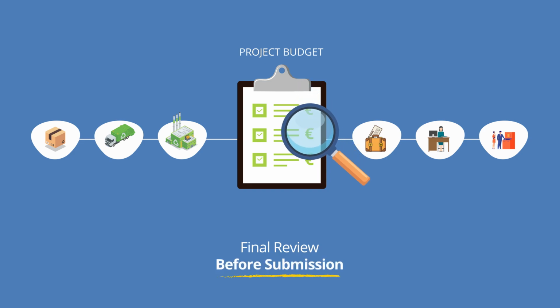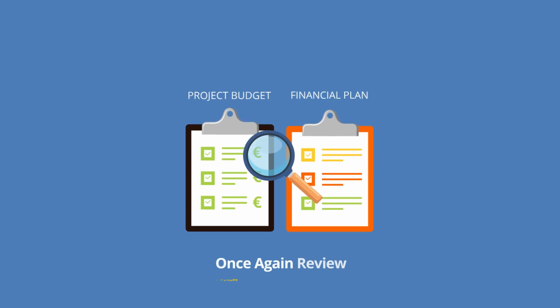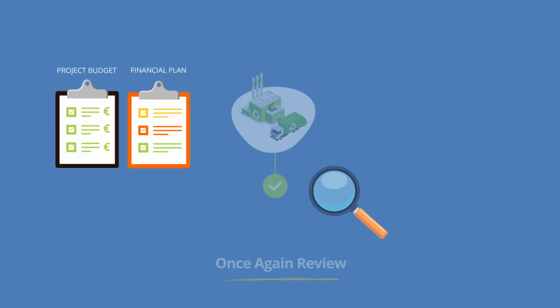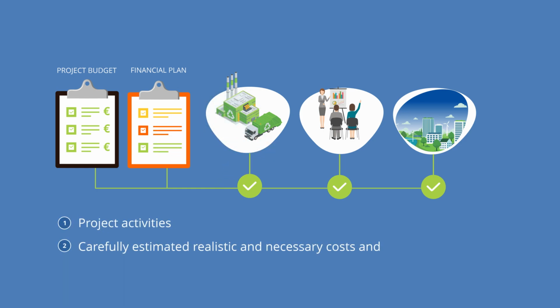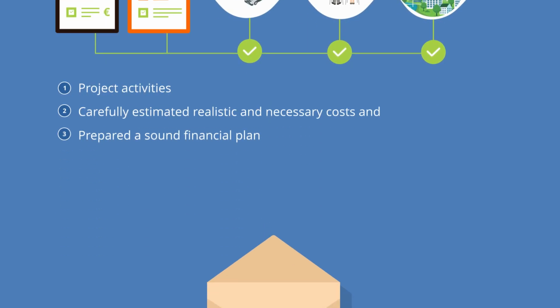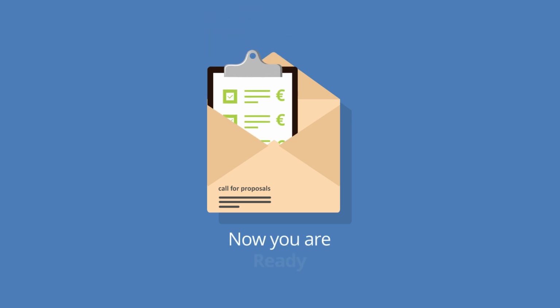Final review before submission. When finalizing your budget and financial plan, it's good to once again review the link between the proposed activities and the project budget, just to avoid any last-minute surprises. At this point, you have successfully planned your project budget based on the 1. Project activities, 2. Carefully estimated realistic and necessary costs, and 3. Prepared a sound financial plan. You are now ready to submit your application on time before the deadline of the call for proposals.